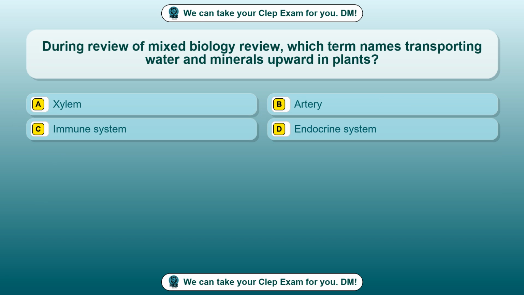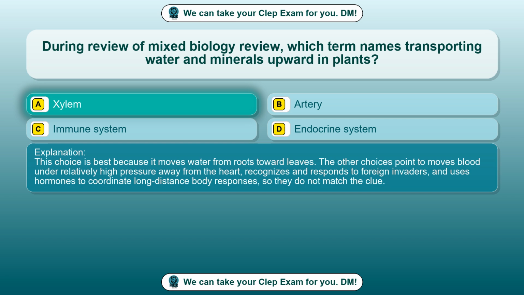Question 96. During review of mixed biology review, which term names transporting water and minerals upward in plants? Option A, xylem. Option B, artery. Option C, immune system. Option D, endocrine system. The correct answer is option A, xylem. This choice is best because it moves water from roots toward leaves. The other choices point to moves blood under relatively high pressure away from the heart, recognizes and responds to foreign invaders, and uses hormones to coordinate long-distance body responses, so they do not match the clue.